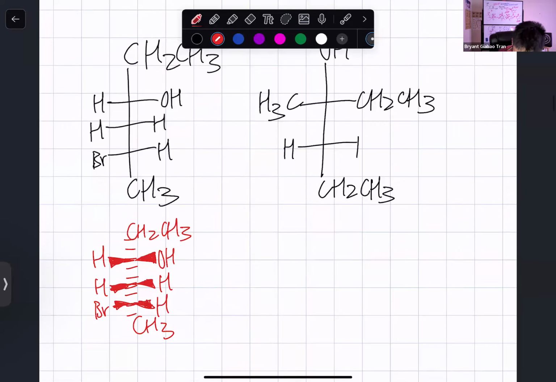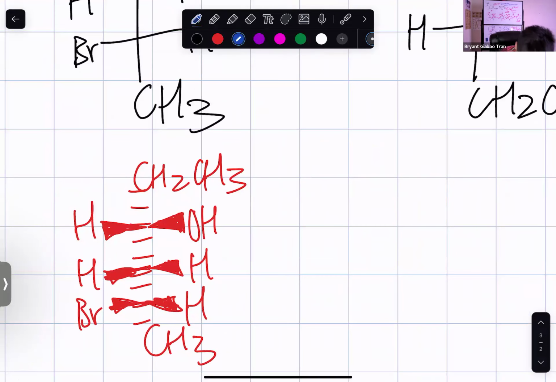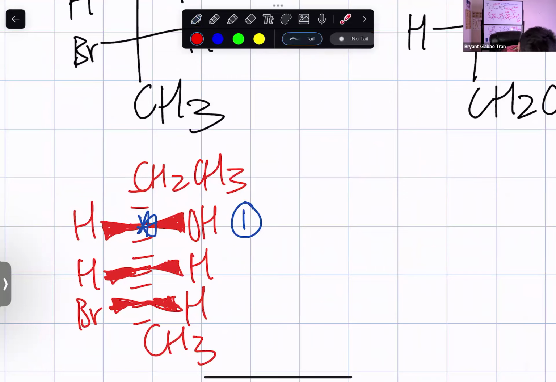Okay, so now let's look at the first chiral center here, which is going to be this one. This is going to be number 1 because oxygen has the higher atomic number. Now we have a tie between this carbon and this carbon right here. If there's a tie, look at what's attached to it. What's attached to the bottom carbon right here is a carbon and 2 hydrogens. Same as for this carbon here. It's attached to a carbon and 2 hydrogens.